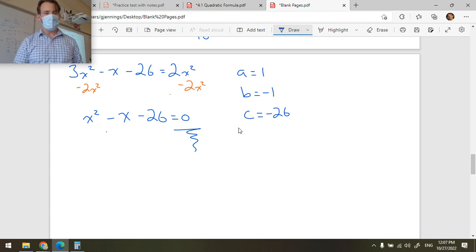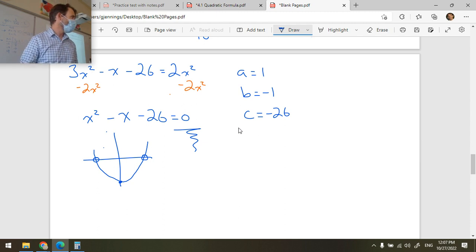We could do a quick visualization of this. It has a y-intercept of minus 26. It's opening upwards, and it's going down as it crosses the y-axis. So it's going to look something like this. I predict a very wide gap between the roots here, relatively wide. That would be my visualization. So let's go ahead and find out what those x values are. They're going to be ugly.